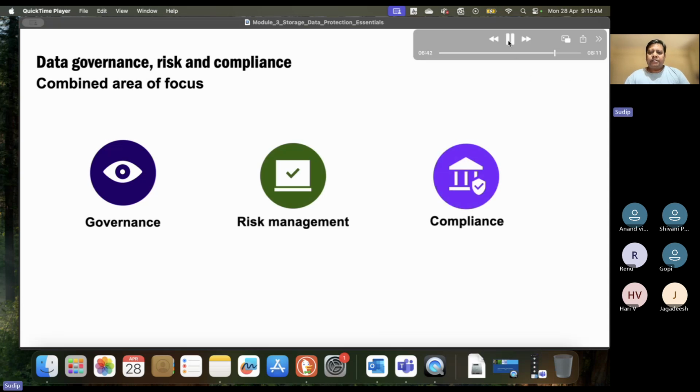Okay, no more questions. So we move forward to the new topic. This topic is called GRC, governance, risk, and compliance.